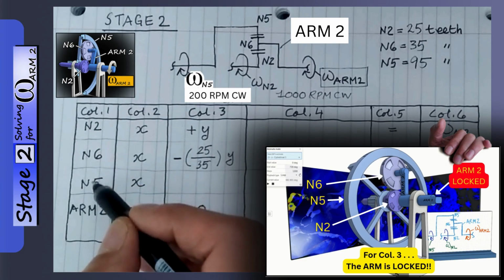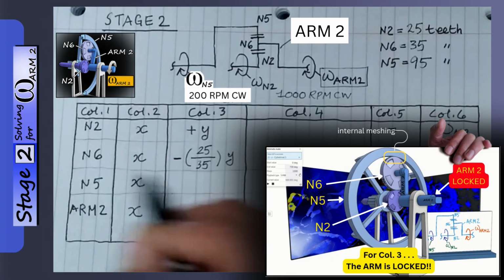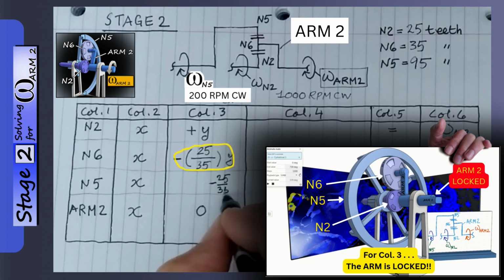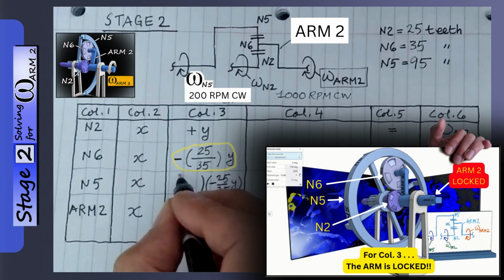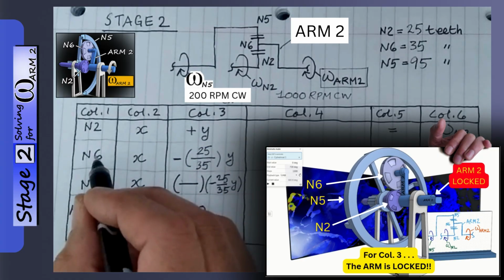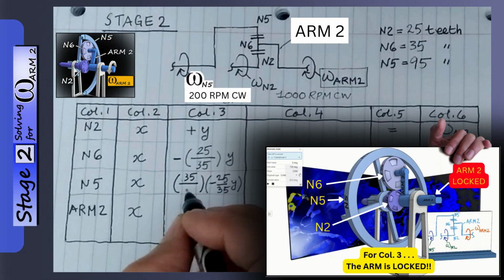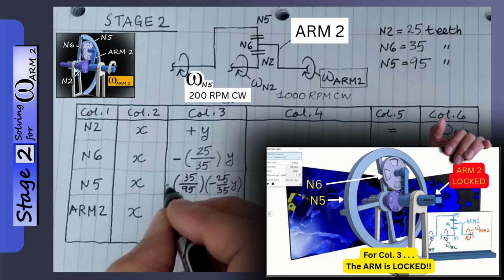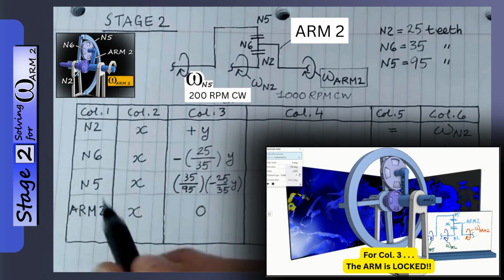The meshing between N5 and N6 is internal because N5 is an annular gear. So what we do is, as before, we take the rotational speed of N6, which is minus 25 over 35y, and we multiply it with a fraction where the numerator is the number of teeth on N6, which is 35. Denominator will be the number of teeth on N5, which is 95. And this time there will be no sign change because both N5 and N6 will be rotating in the same direction, clockwise or anti-clockwise.